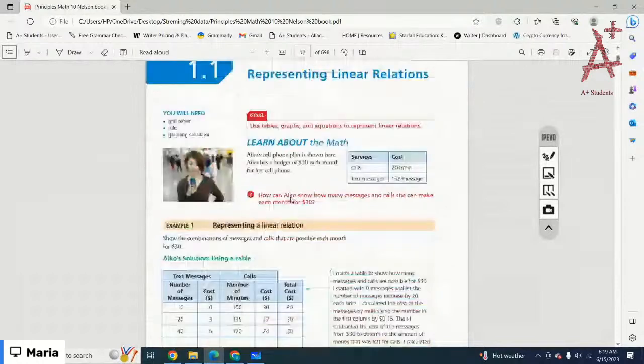So we're going to learn how we represent linear relations. There are many ways to represent linear relations. They are using a table, using equations, using graphs.